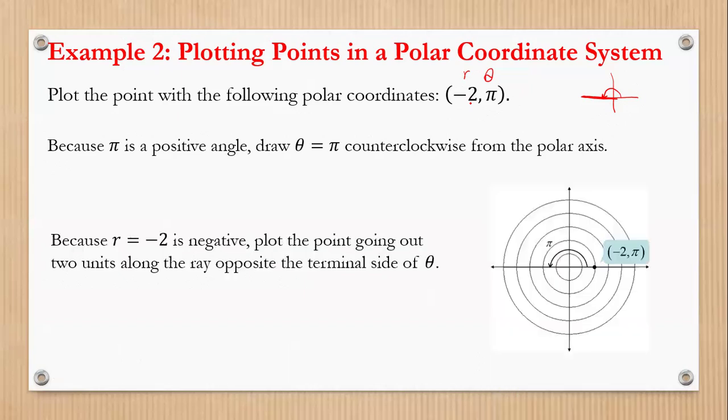So for example, if you look at this point, the angle is pi, it's on the second circle, so this point is 2 and pi. But if the point that you want to plot is -2 and pi, after finding +2 and pi, you go in the opposite direction and find this point, which is -2 and pi.